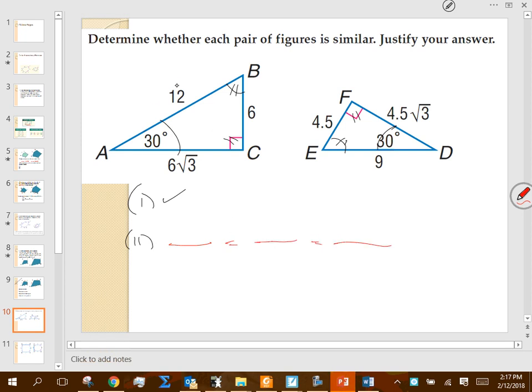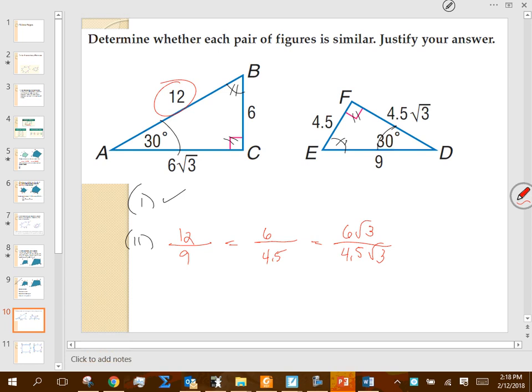So these ratios need to be equal, all right? So I'm going to take 12, which is that hypotenuse, right? Yes. What would be the hypotenuse over here? 9. Okay, across from the right angle, right? Yeah. So those are corresponding parts. They have to be the largest sides, right? Now, what would be the smallest side over here? 6 or 6 radical 3? 6, because it's across from the smallest angle, right? So what would be the smallest side over here? 4.5. And then in this figure it leaves the 6 radical 3, and over here it leaves the 4.5 radical 3, right?